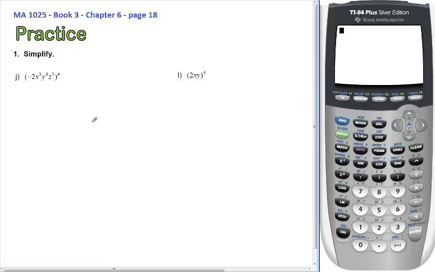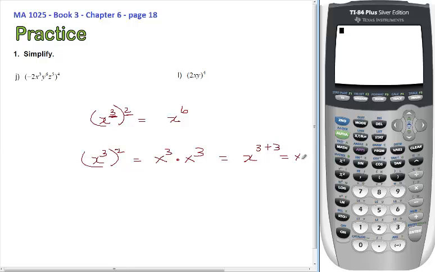So for example, if I had x cubed all to the power of 2, right? Now when you have a power or an exponent inside raised to another exponent outside, you simply multiply them. So this would be x to the 3 times 2, which is 6. And that makes sense because x cubed squared actually means x cubed times x cubed. That's what square means. And we know when we multiply like bases, we add exponents. So we'll get the same answer if we did it that way.